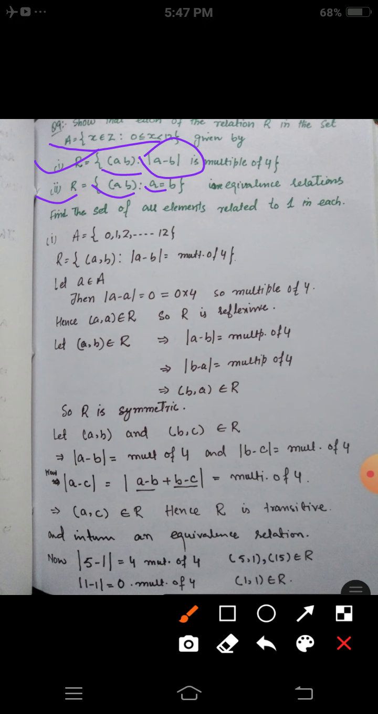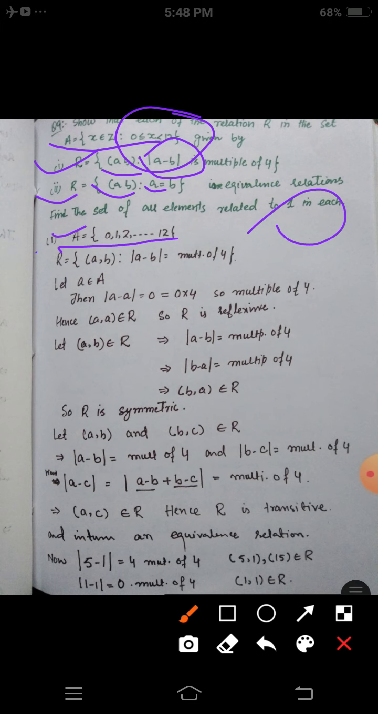Now we have to prove that these are equivalence relations on the set A, and we have to find the set of all elements related to 1 in each relation. That is, we have to find the equivalence class in which 1 lies. Here A is a subset of integers, in tabular form 0, 1, 2 up to 12, because x is greater than or equal to 0 and less than or equal to 12. So A contains these 13 elements.